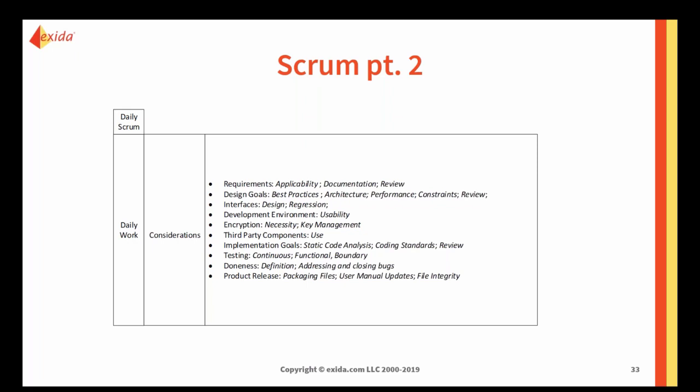And then we worry about product release. How are we packaging the files together that are needed for the product? What kinds of user manual updates are needed, if any? If all of a sudden there's a new command for the user, how do we actually update the product documentation for that? We're worried about file integrity. We don't want to mess up our delivery for delivering the actual product. How do we make sure that that doesn't get messed up? So we need to consider all of these things all at the same time, all as we're doing our work for the particular day.